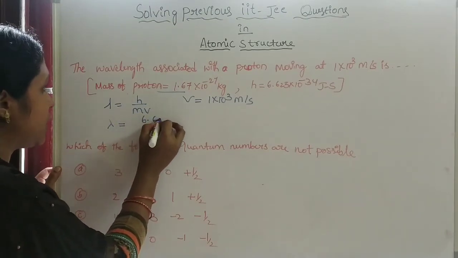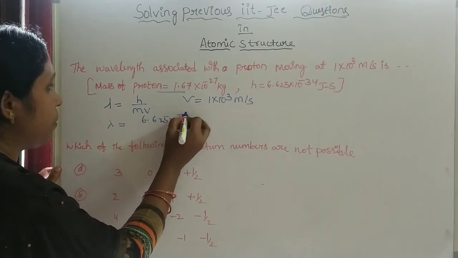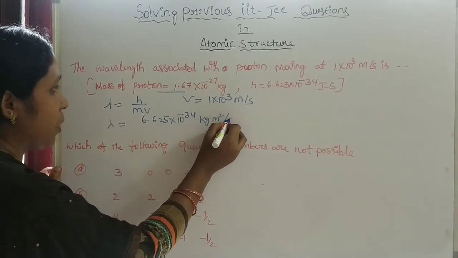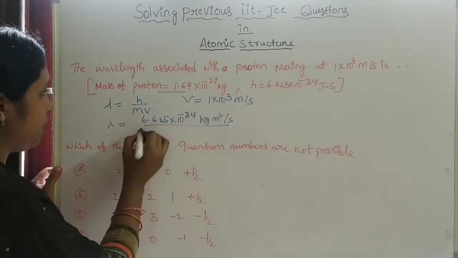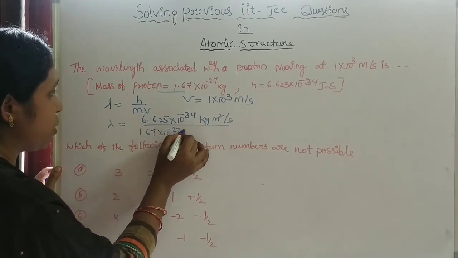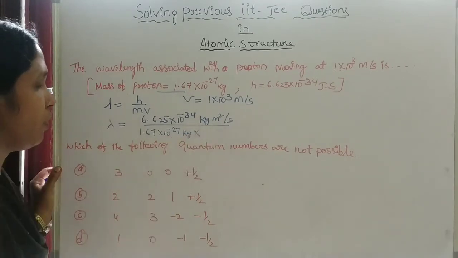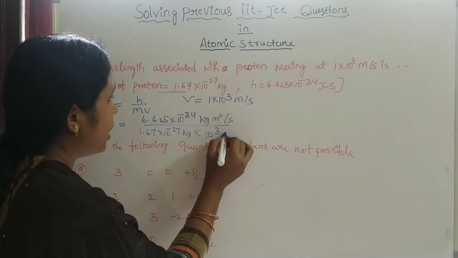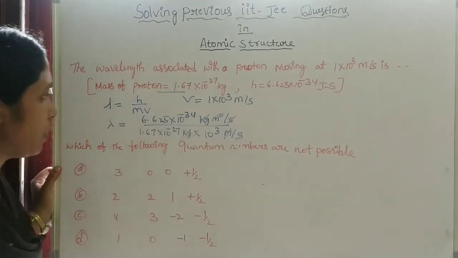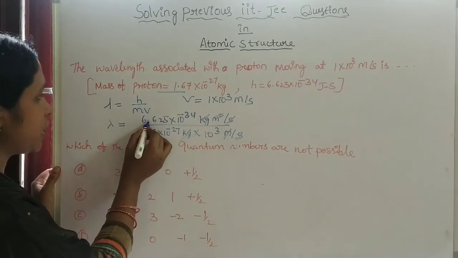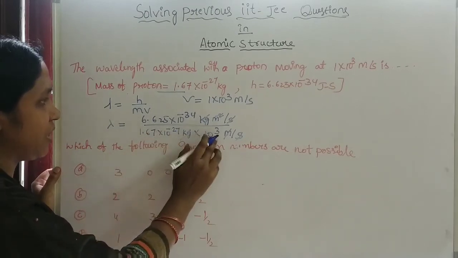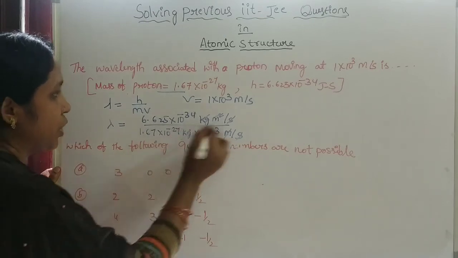Lambda equals 6.625 into 10 power minus 34 joule second. Joule second means kg meter square per second, divided by mass of proton 1.67 into 10 power minus 27 kg, into the velocity 10 power 3 meter per second. Meter square cancels, second cancels, kg cancels. Here 6.625 by 1.67 into 10 power minus 27 and 10 power plus 3, 10 power minus 24.